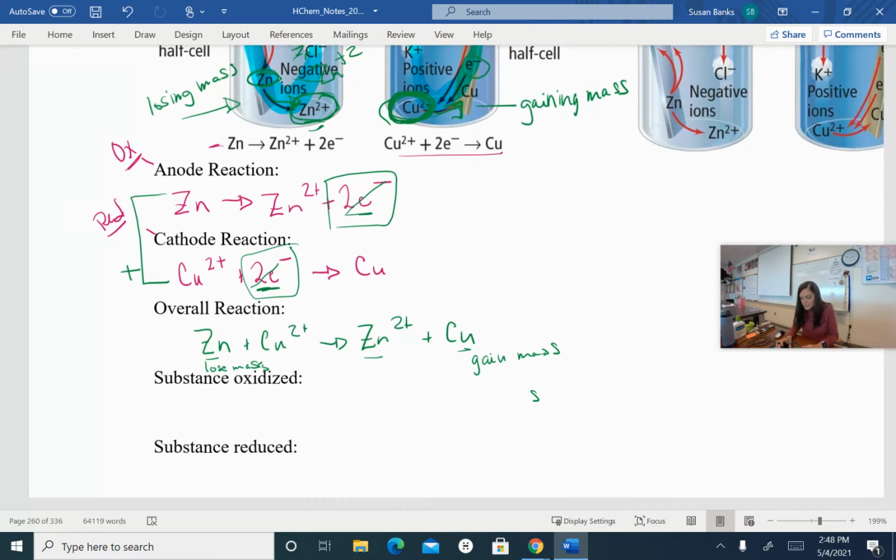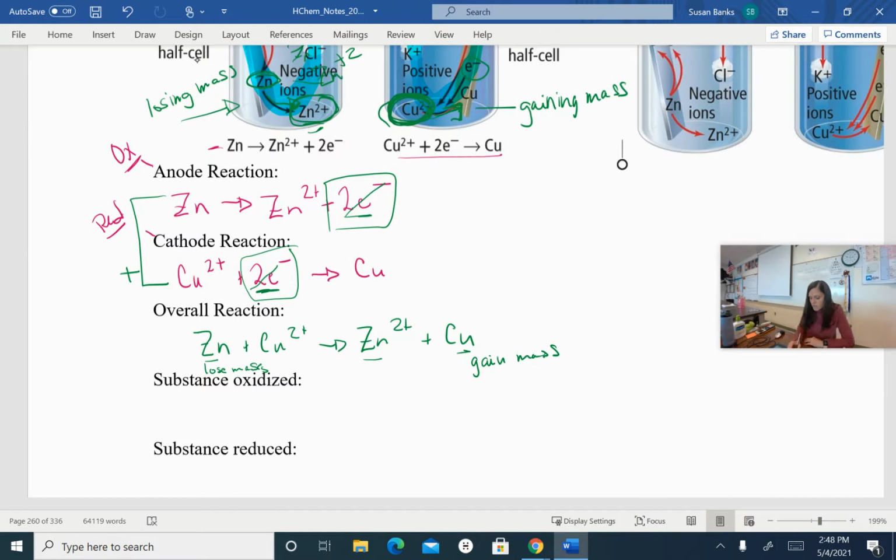So what is the substance oxidized? Remember, oxidized is losing electrons. So what lost electrons? That would be the zinc, right? Zinc is what is oxidized. Okay? What's the substance that gained electrons? What's reduced? What got reduced?